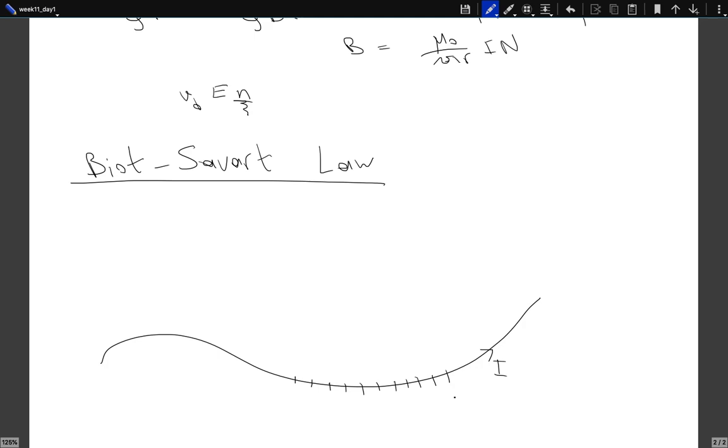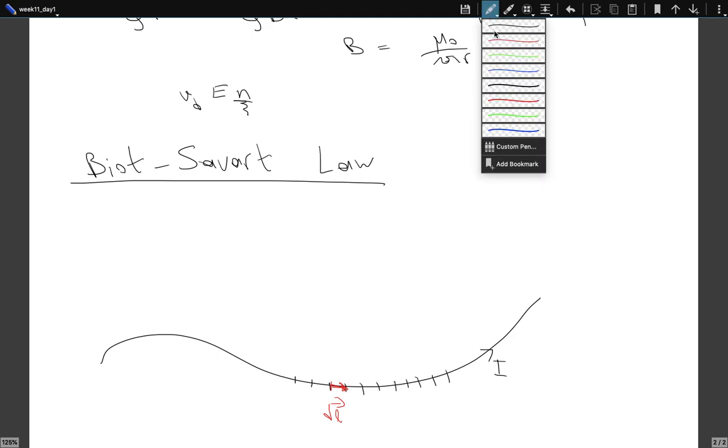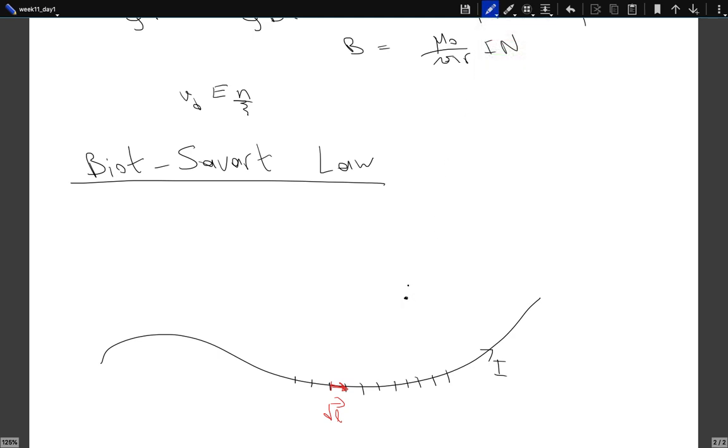Now let's just take one of these segments over here. Again, we will define this vector dl. The magnitude of dl is the length of that segment, and the direction is along the wire in the direction of the current. And now we can look for the magnetic field at this point, P.